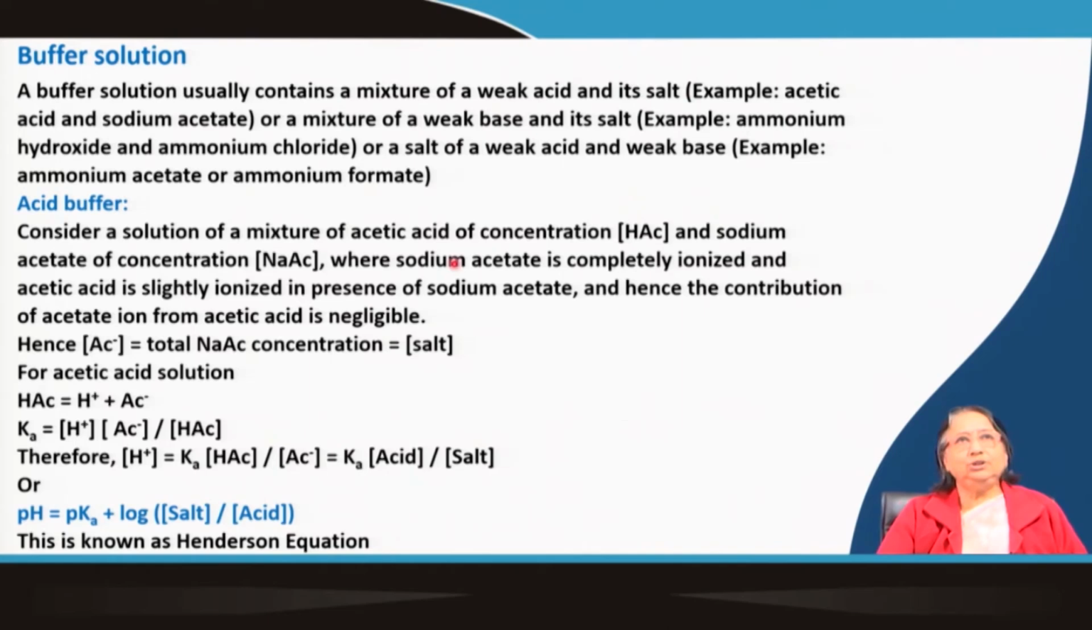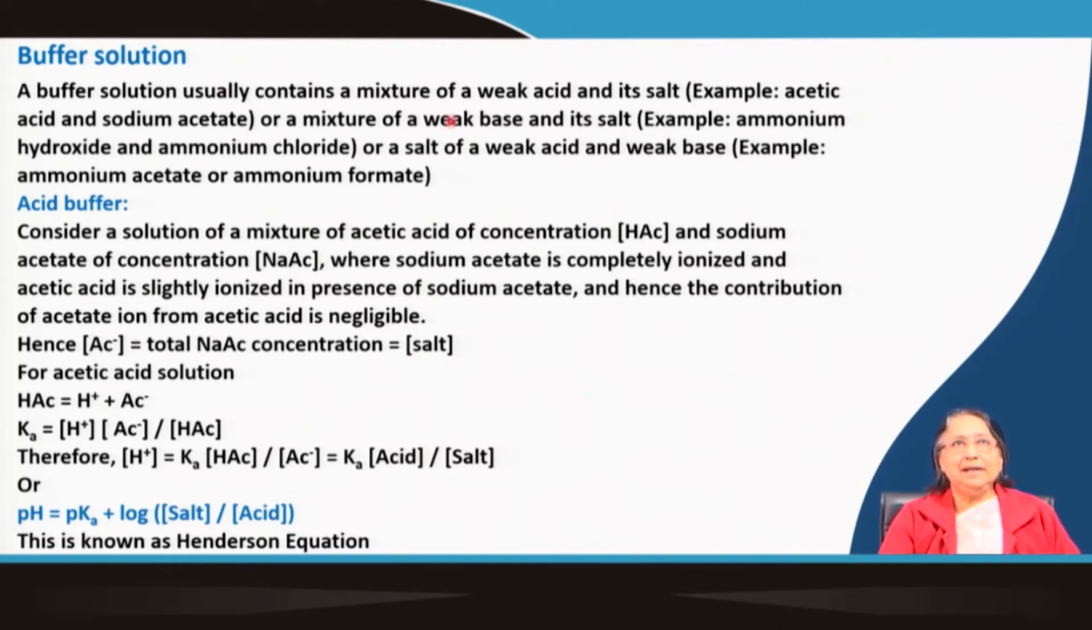Now, what is a buffer? If we see the composition, a buffer solution may be of two types, acid buffer and alkaline buffer. An acidic buffer is a mixture of a weak acid and its salt. Example: acetic acid and sodium acetate. So it is a mixture of two things, the weak acid and its salt. If the weak acid is acetic acid, then the other thing should be its salt, sodium acetate.